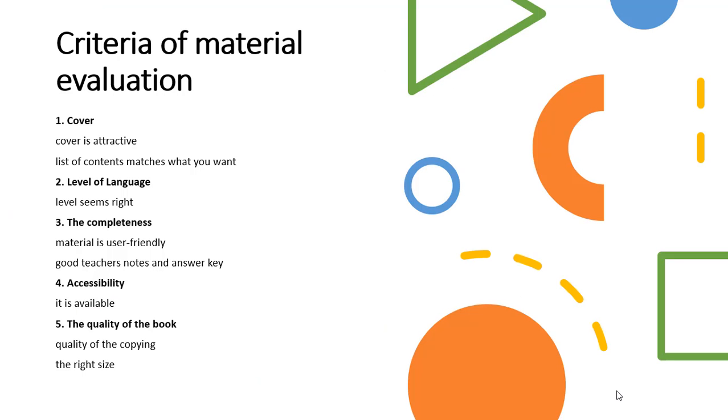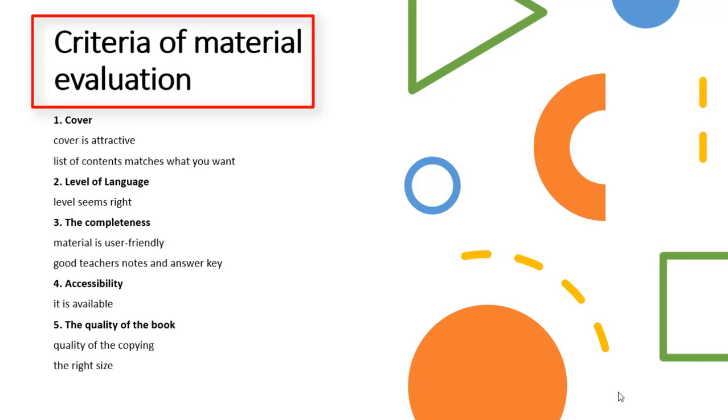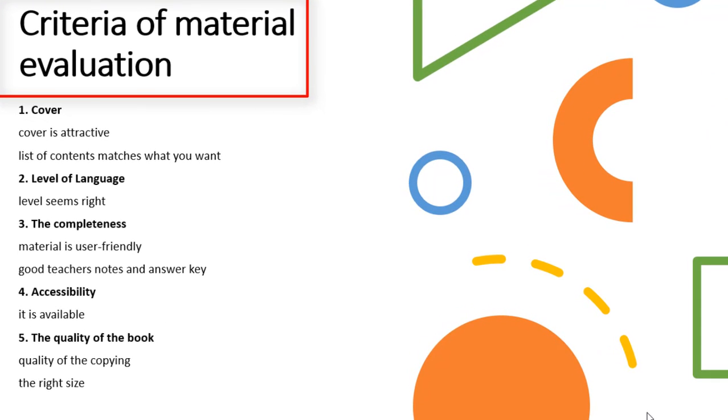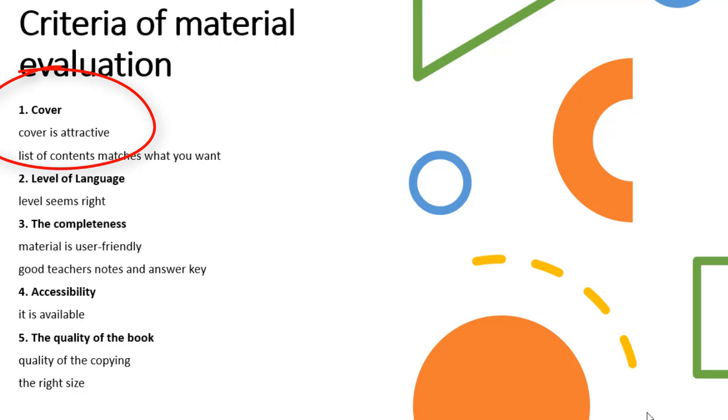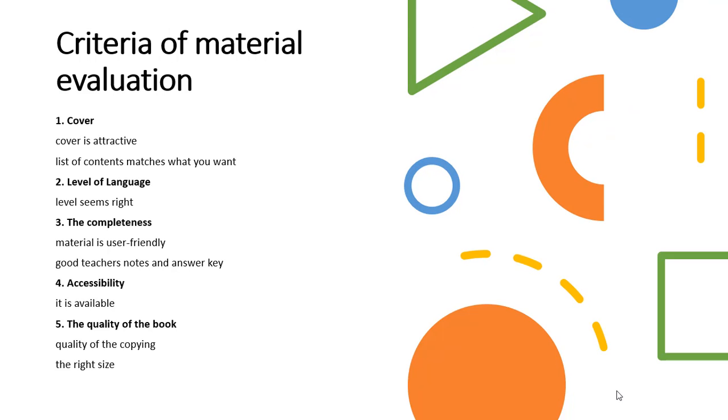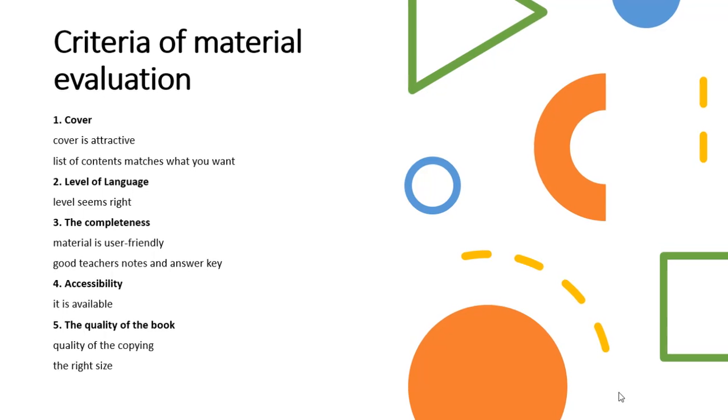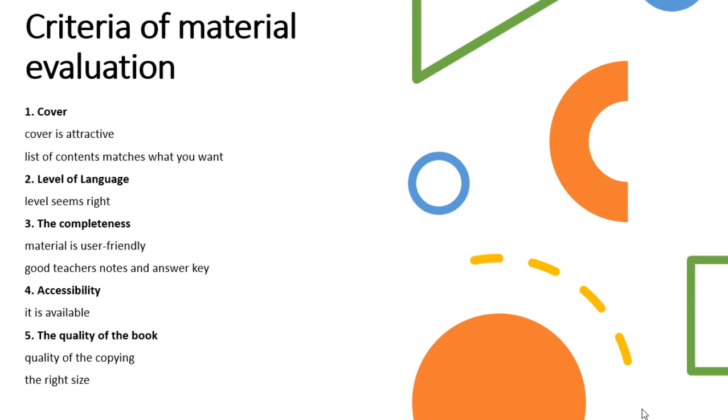There are criteria for material evaluation. For example, you can think about the cover. The cover should be attractive, and the book has a list of contents and they match what you want. Next is level of language. Level seems right. Then the completeness.